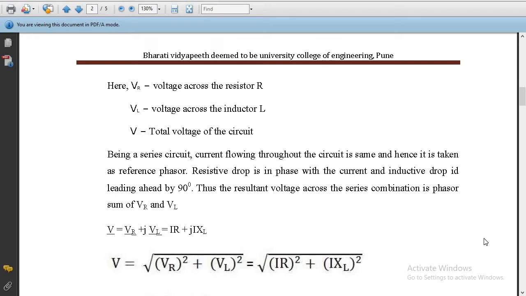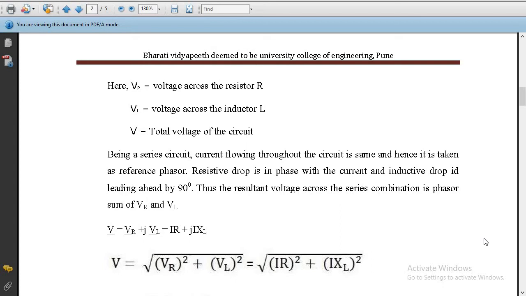The J operator is basically 90 degrees. When I say plus J, it shows that the particular quantity is 90 degrees ahead. When I write minus J before a quantity, I mean that it is lagging by 90 degrees. So what I mean by VR plus J VL is that VL is leading ahead of VR by 90 degrees. Isn't that the case in inductive circuits? Current is lagging, so it will be VR plus J VL.